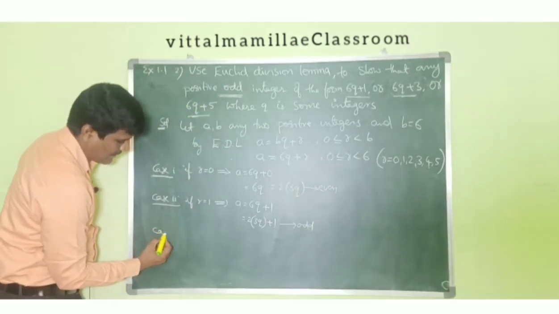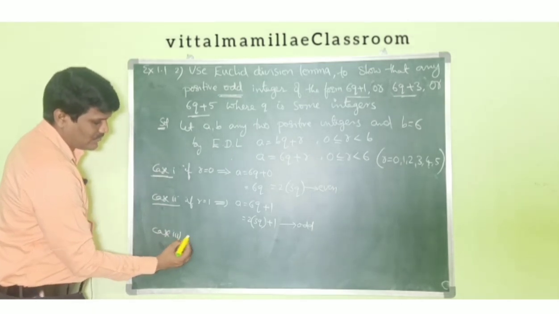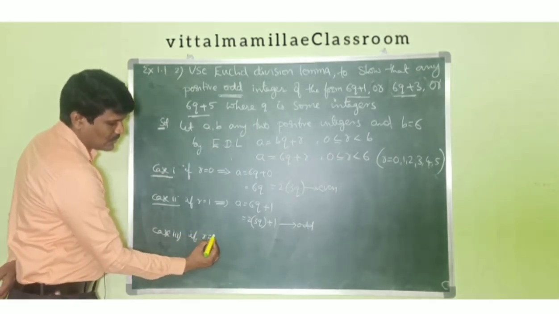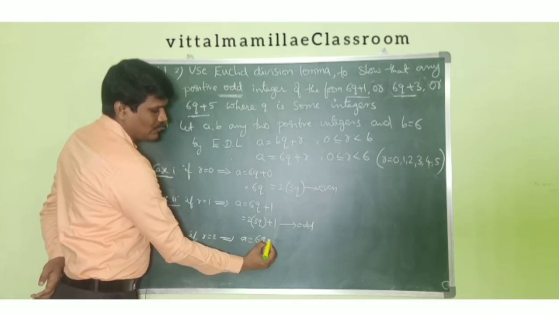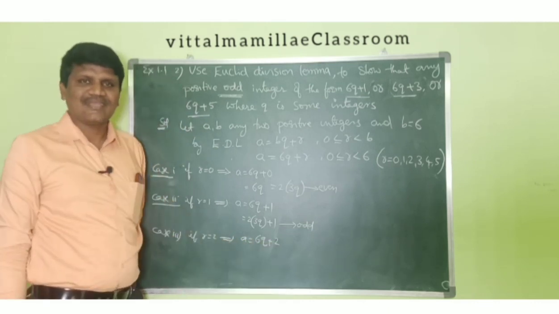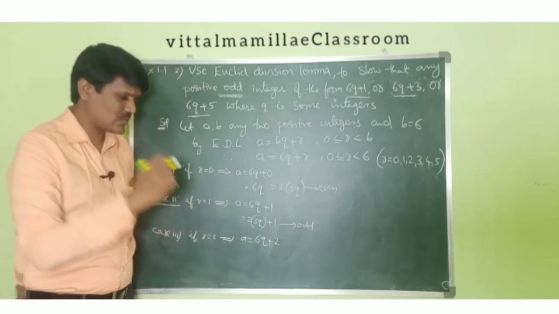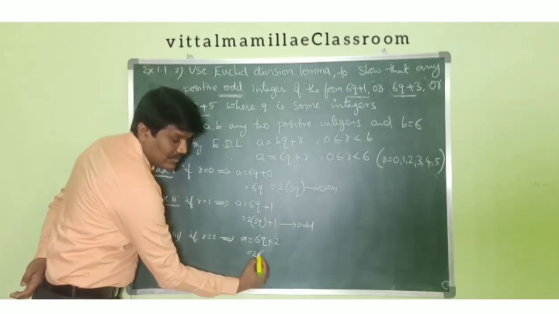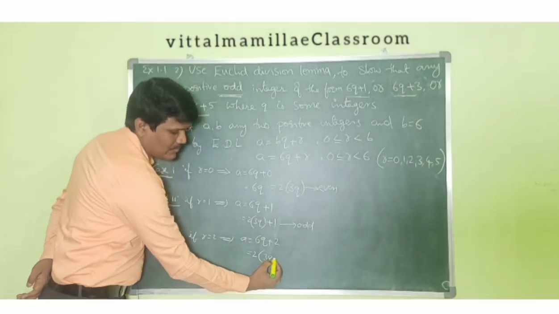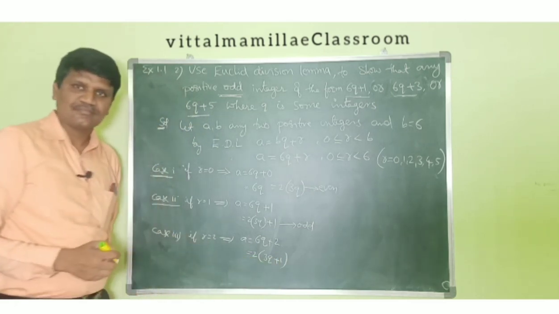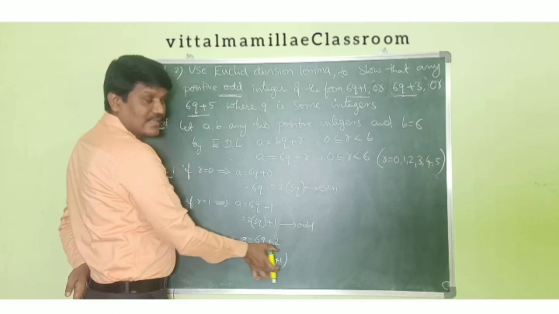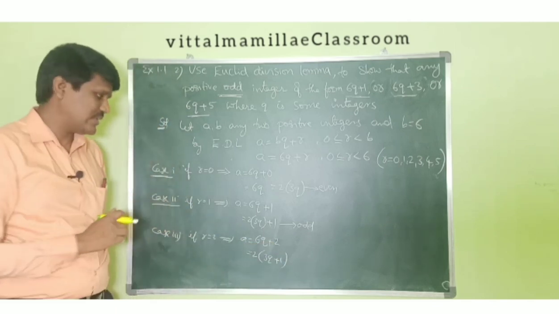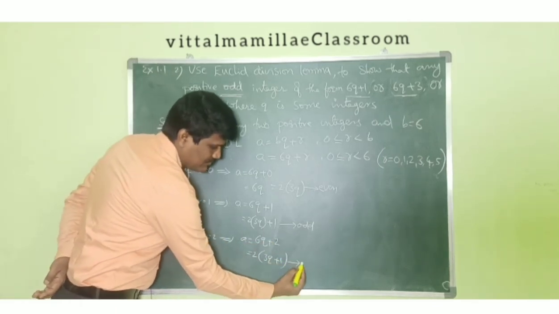And case 3. In case 3, if r is equal to 2, then a is equal to 6q plus 2. Then you can take 2 common here: 2 into 3q plus 1. That is nothing but 2 into something. So 2 into anything is nothing but an even number. 2 into something is even.